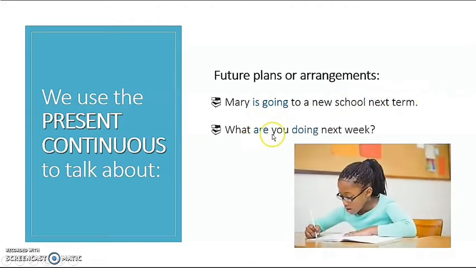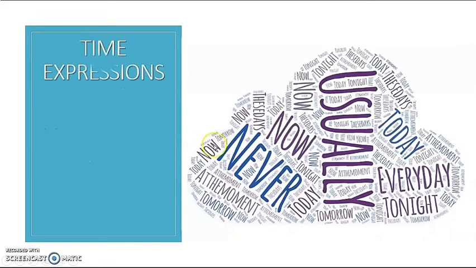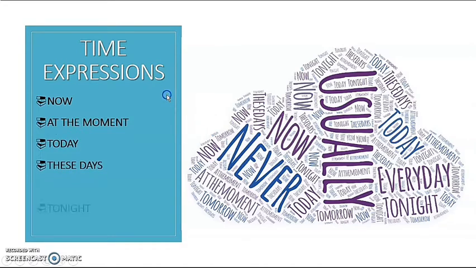Another example is, what are you doing next week? You will come across certain English expressions in present continuous sentences, for example: now, at the moment, today, these days, tonight, tomorrow, next week, next month, next year.